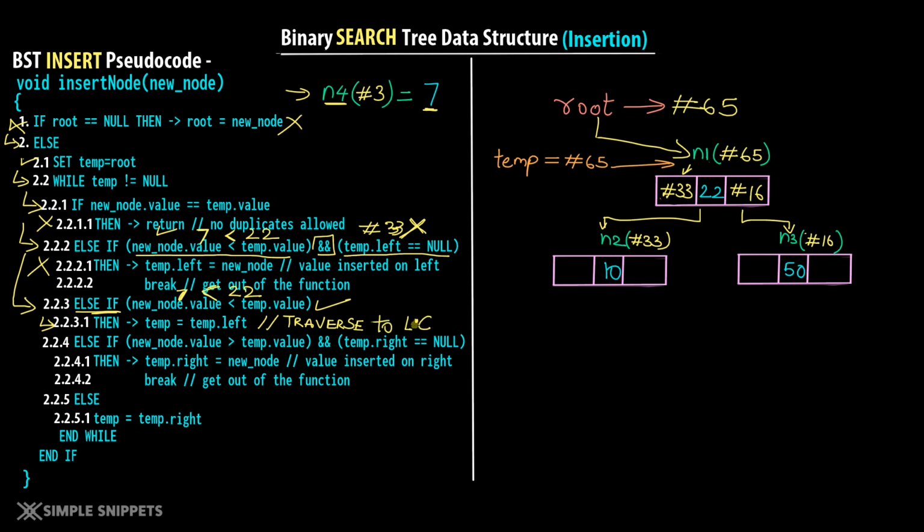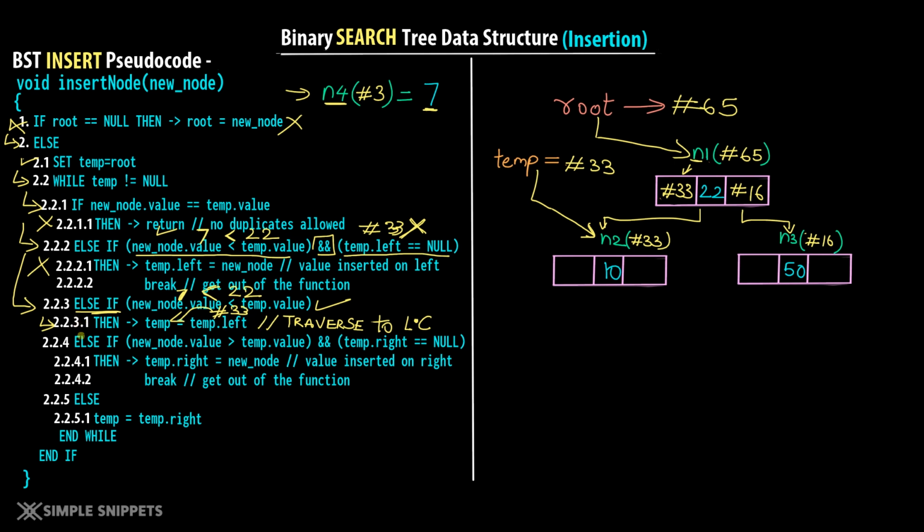I'll write LC as left child. So temp is equal to temp.left. What did I do? What is temp.left? Currently temp is pointing to n1. What is n1's left? Hash 33. So hash 33 is now stored in temp. So this address hash 33 will now be stored over here. So let's erase this. And now temp has the address of hash 33. Which node has the address of 33? You can see n2 has the address of hash 33. So now temp is not pointing to the root. Temp is pointing to n2. So basically what we did, we came from n1 to n2 using this temp pointer.